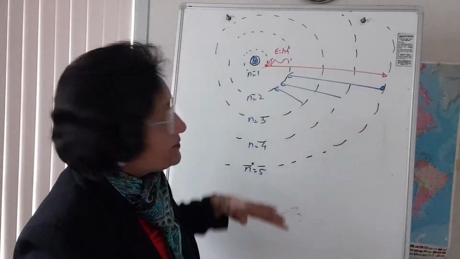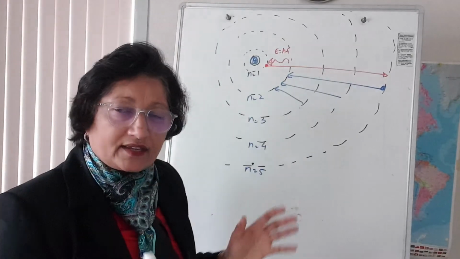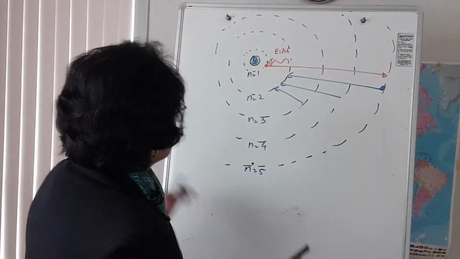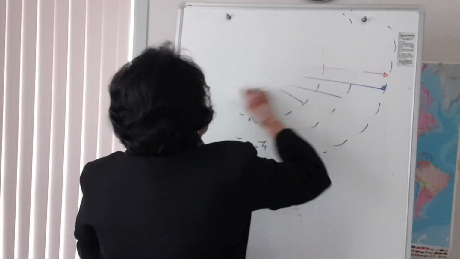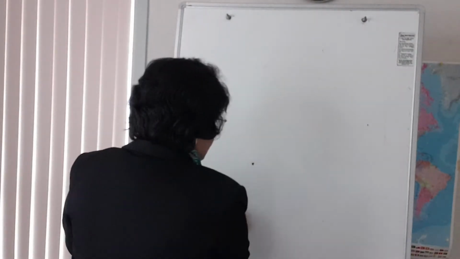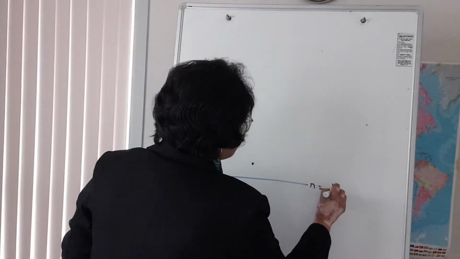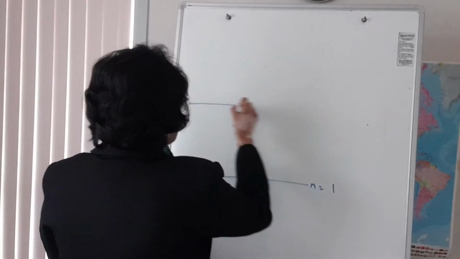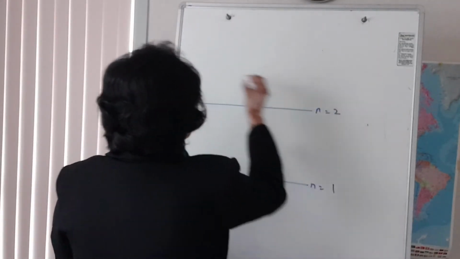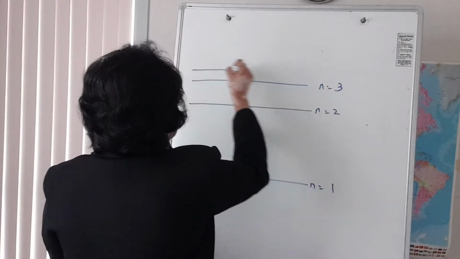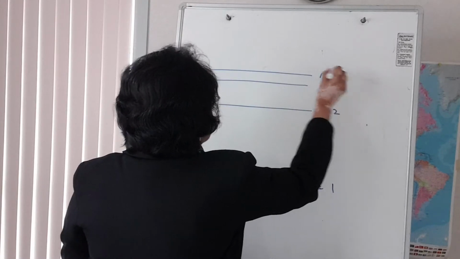There's another way of representing this diagram. So instead of drawing it as circles, it's quite nice to draw it horizontally. So this is your lowest energy level, and then you've got your next one, n equals 2, and you've got your n equals 3, n equals 4.